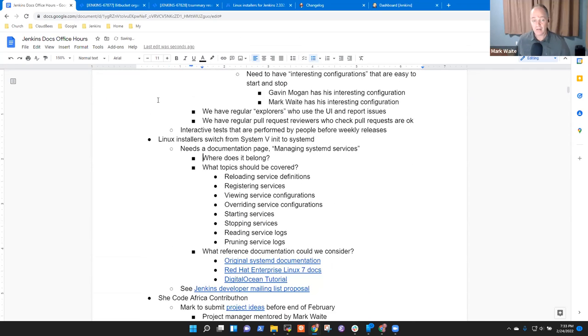So here's what we've got. The Linux installers in 2.335 switched from using System V init to using systemd as their way to manage the service. I think it's brilliant because previously, how you configure Red Hat was different than how you configure Debian, and that's really messy in documentation. It's also more prone to bugs. There were 8 or 10 bug fixes that came as a result of this switch. So nice improvement in general.